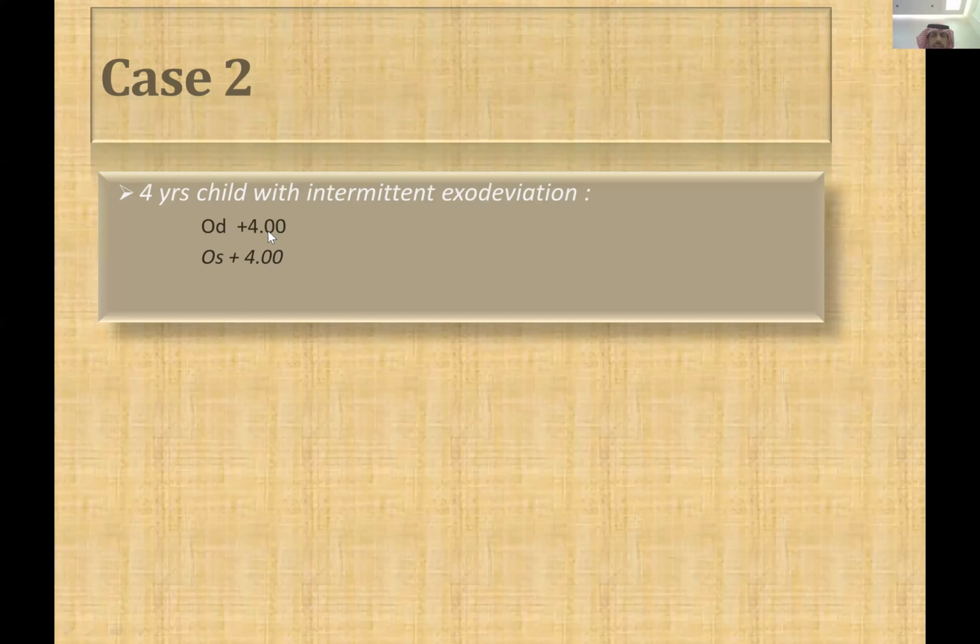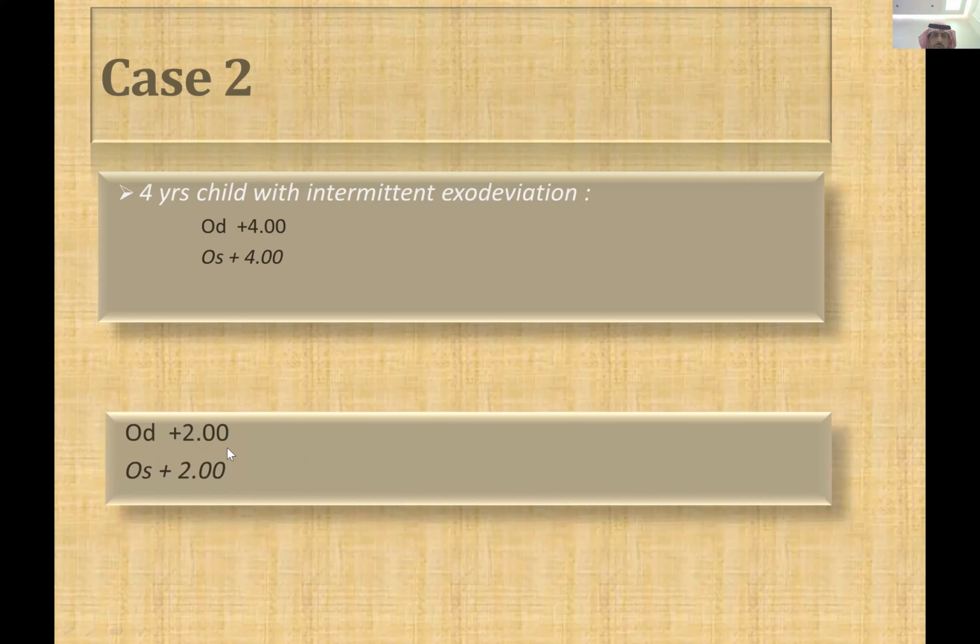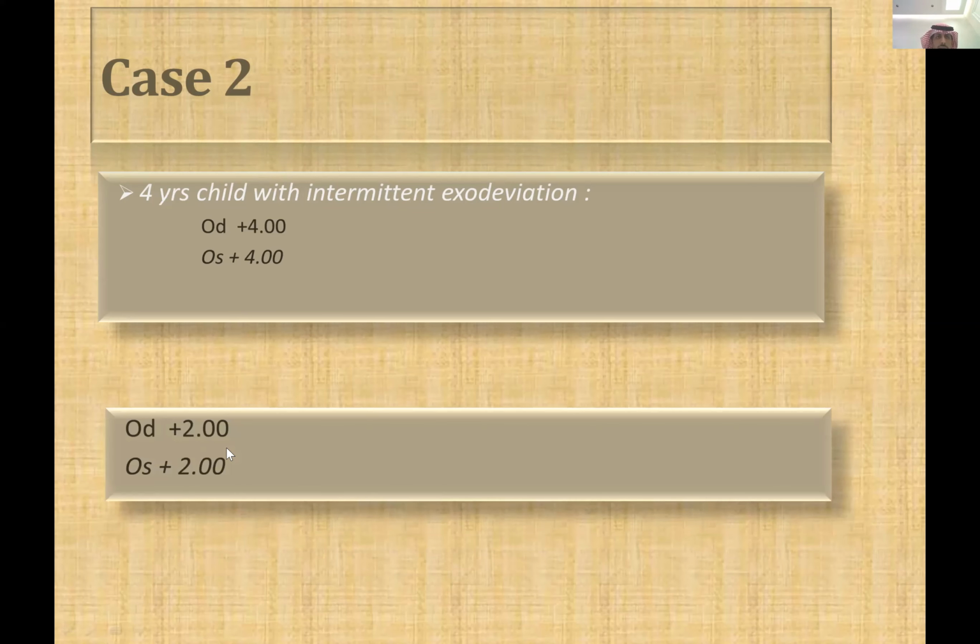+3 is not the appropriate prescription, because you need to undercorrect more to stimulate his accommodation, to help in improving his control of the exo deviation. So I would undercorrect 1.5 to 2 diopters, making sure that this will not affect his vision. Okay, so I'll give +2 or +2.5, depending on the clinical condition or situation.